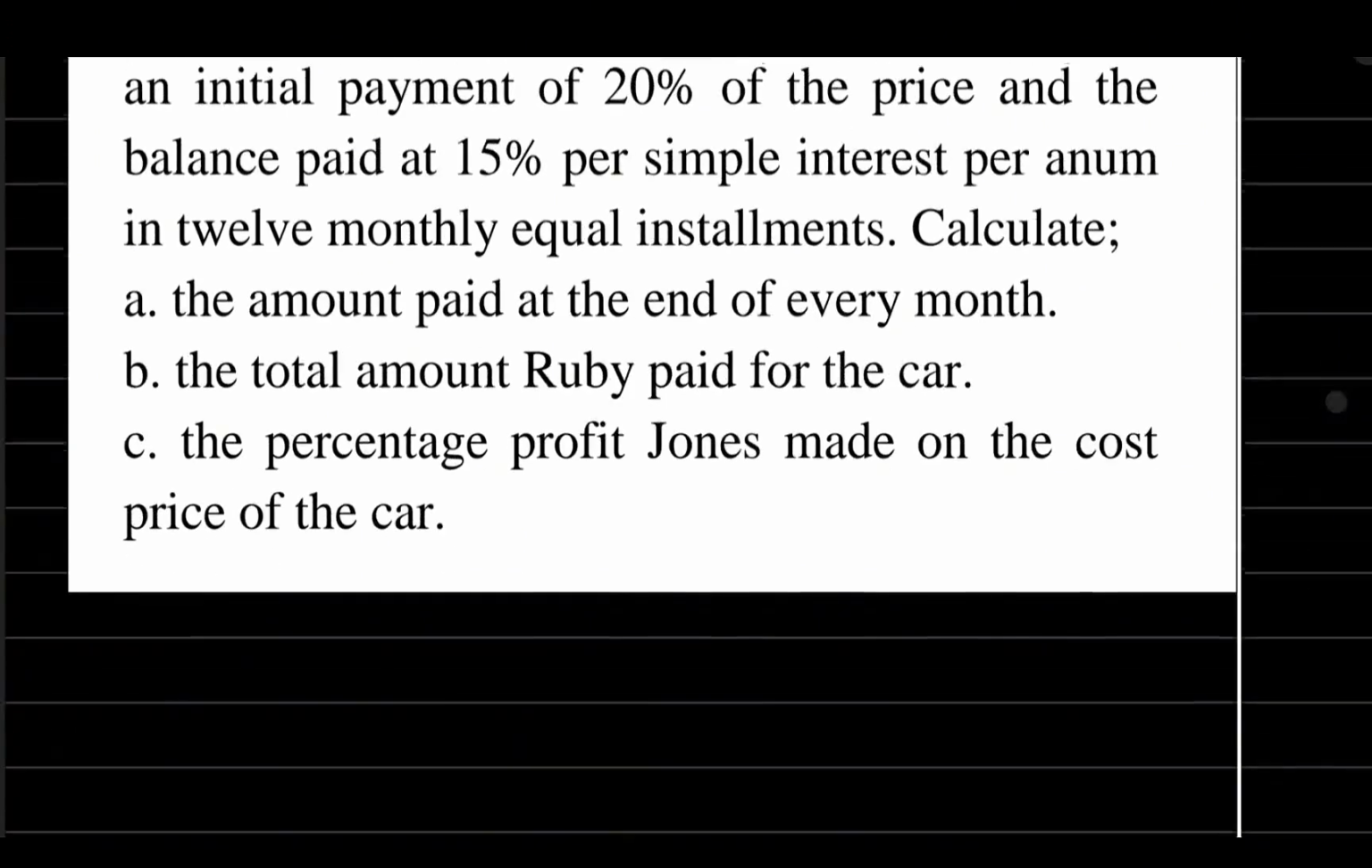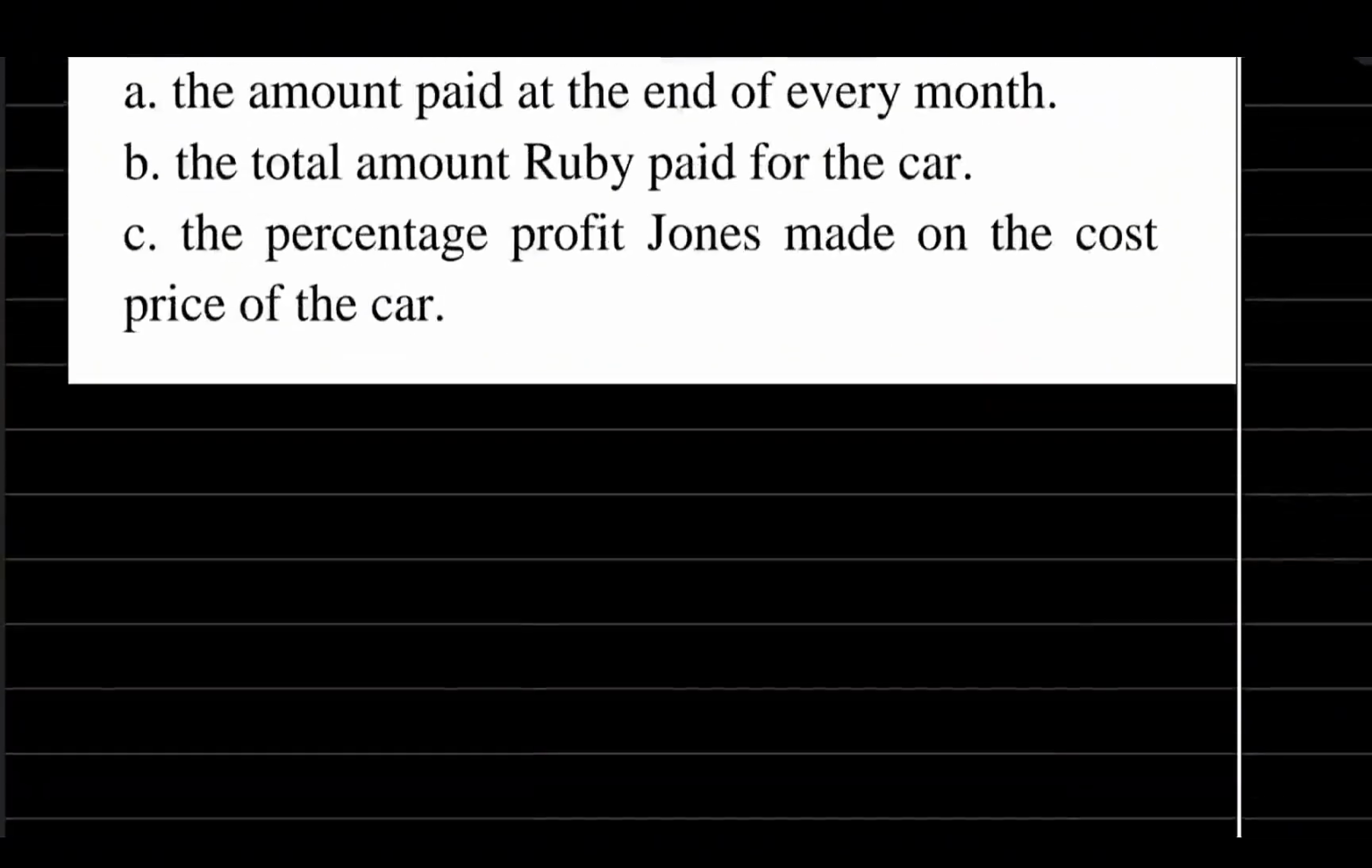So on our screen today we have Jones bought a car for 6,800. So we have the first information coming up here. That means the cost price of the car. So we'll have the cost price, CP, to be equal to 6,800.